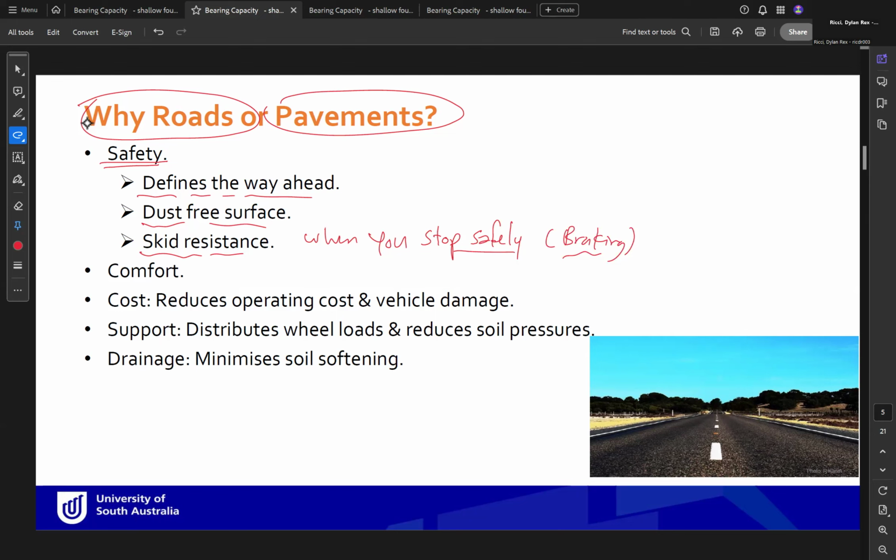Also, one of the important advantages of the pavement is comfort, so it's easy to ride on the pavements. Then the cost, because the pavement will reduce the operating and maintenance cost for the vehicles, as there is less damage compared to unbound roads. And finally, the support and drainage. Support distributes wheel loads to reduce the soil pressure. So the pavement will distribute the forces or stresses from the vehicles or from the traffic so that it reduces the stress on the soil.